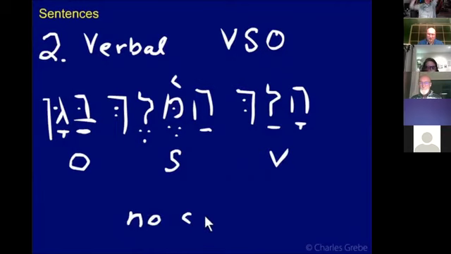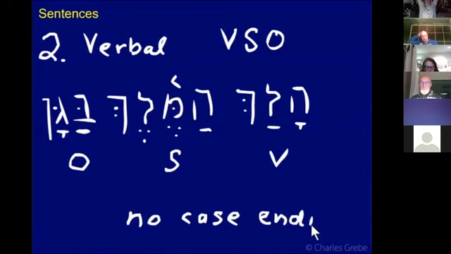Not anymore, not in Biblical Hebrew. No case endings. If you haven't taken these other languages, you probably won't know what I'm talking about, but I can introduce you to it. Case endings are when you take nouns and pronouns and add things to the end to mark whether it's the subject or the object, to mark its function in the sentence.